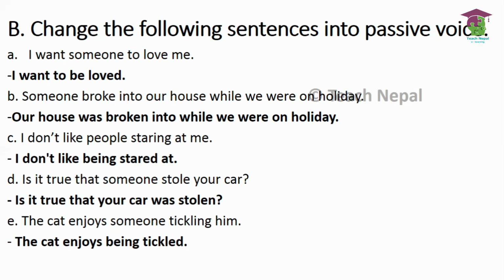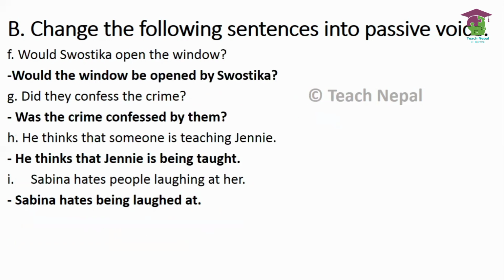All right. In such a way, you can write the answers. Number F. Would Swastika open the window? Would the window be opened by Swastika? Did they confess the crime? Was the crime confessed by them? He thinks that someone is teaching Jenny. He thinks that Jenny is being taught.